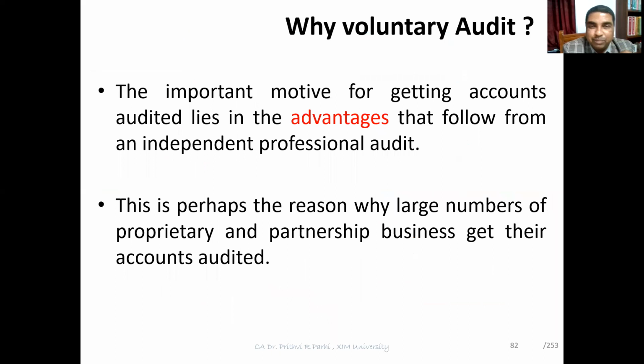Now, this question may be coming to your mind, why is there voluntary audit? Voluntary audit is there because there are so many advantages of audit. If financial statements are audited, it gives an assurance that they show a true and fair view, because an external expert is giving his opinion on that. That may be the primary motive to get the accounts audited, even when there is no statutory requirement. So perhaps that is why a large number of proprietary firms or private businesses are getting their accounts audited.